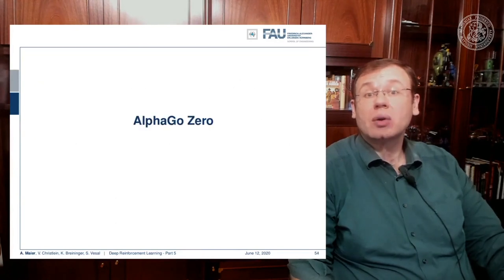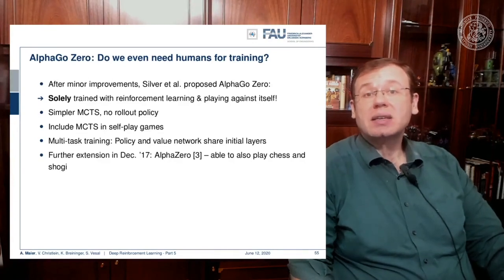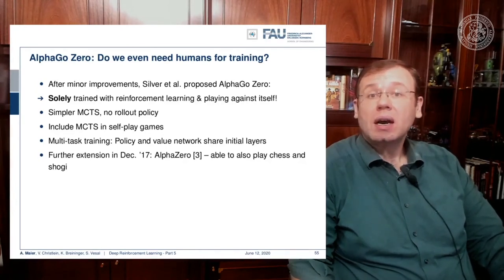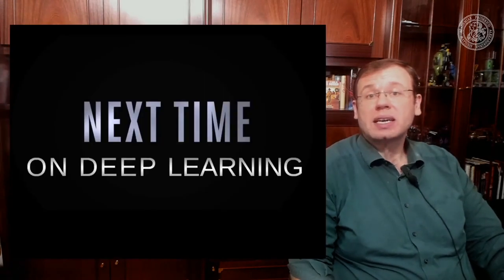So let's have a look at AlphaGoZero. And now AlphaGoZero doesn't need human play anymore. So the idea here was that you play solely with reinforcement learning and self-play. It had a simpler Monte Carlo tree search, no rollout policy. It was including the Monte Carlo tree search also in the self-play games. They also introduced multitask learning, so the policy and value network share the initial layers. And yeah, this then led to publication number 3. And the extensions are also able to play chess and shogi. So it's not just Go that you can solve with this, but you can also play chess and shogi at expert level.